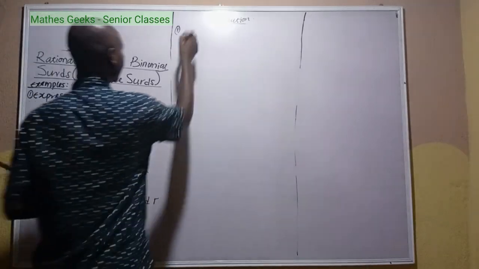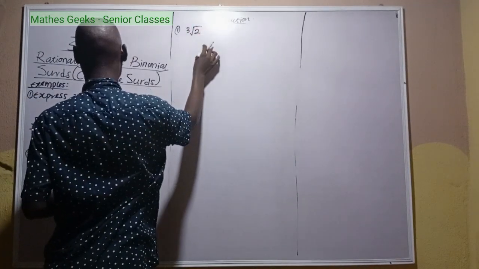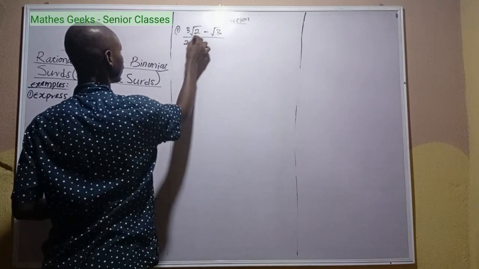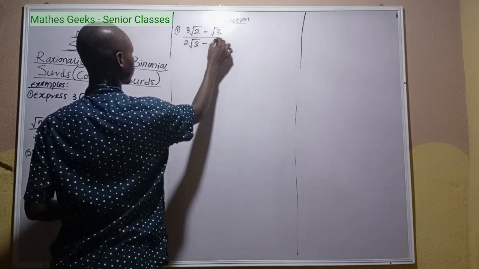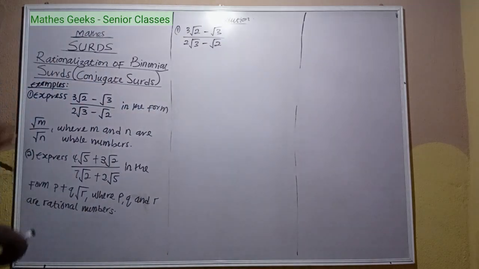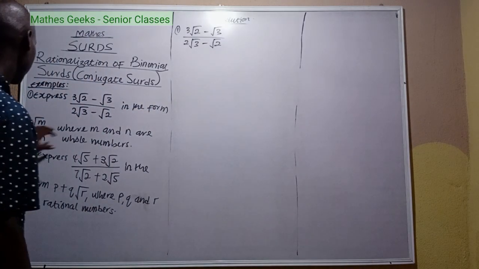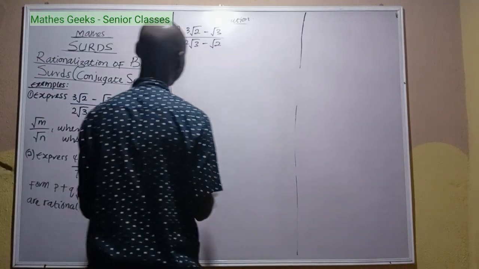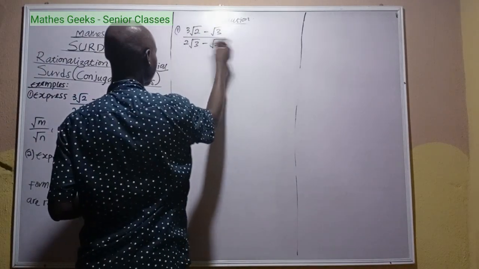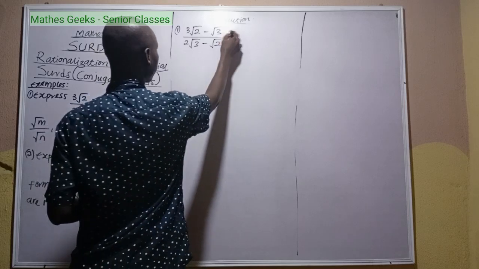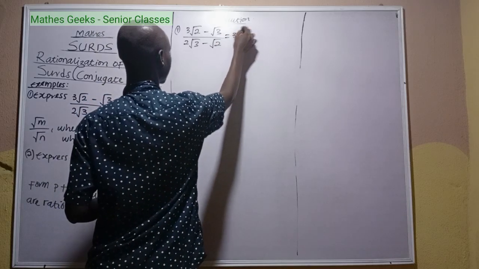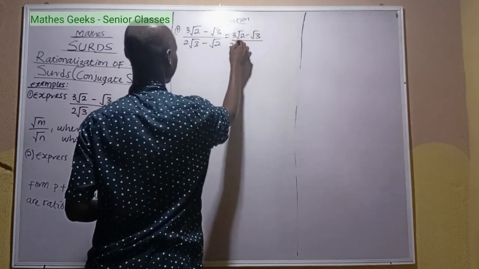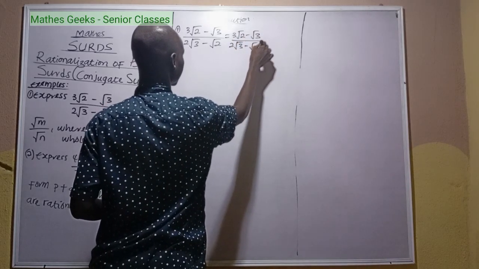Express (root 2 minus root 3) over (2 root 3 minus root 2) in the form root m over root n, where m and n are whole numbers. So this can be simplified by rationalizing the denominator.